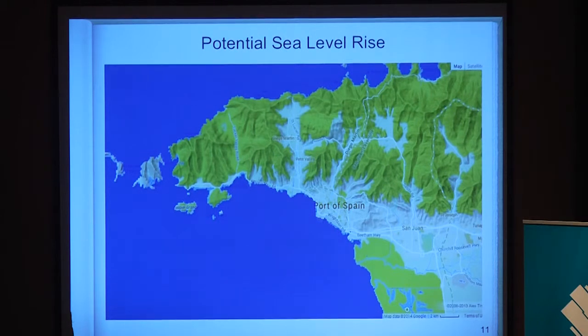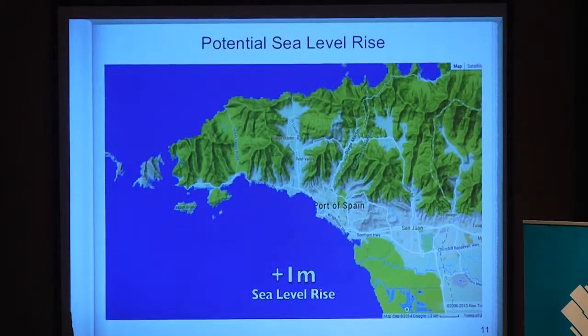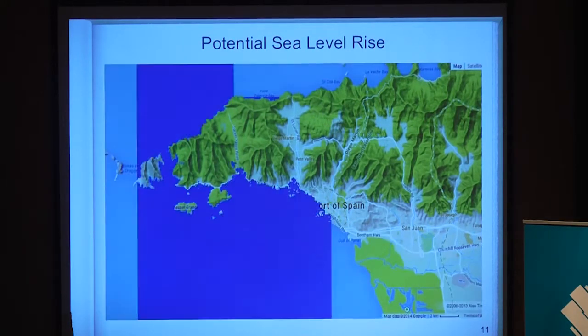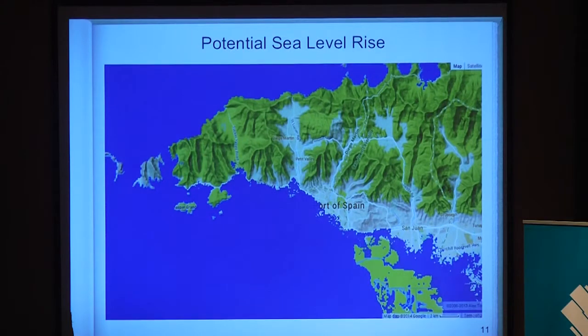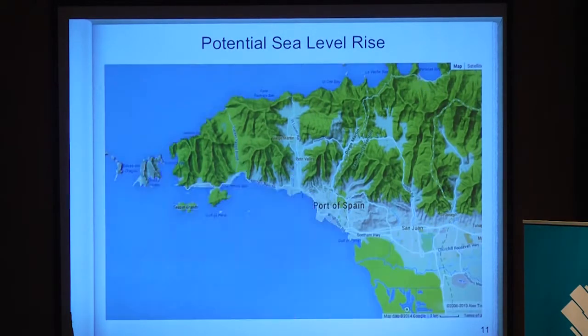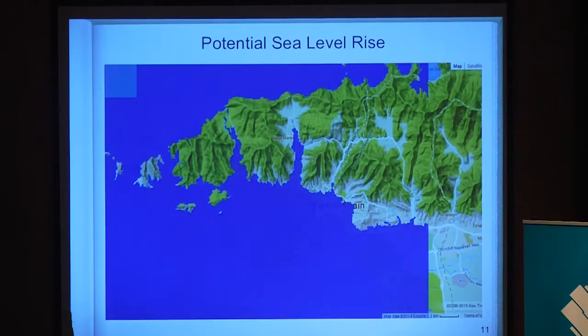This was going to be a video that shows the rise in sea level due to climate change. And as we can see, by a 3-meter rise, Port of Spain and most of our coast will be devastated. And most of our population live on the coastlines. And this data was compiled from NASA.